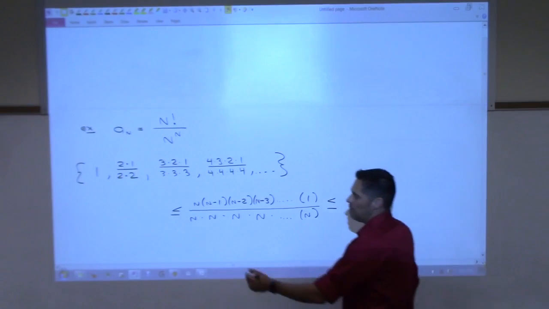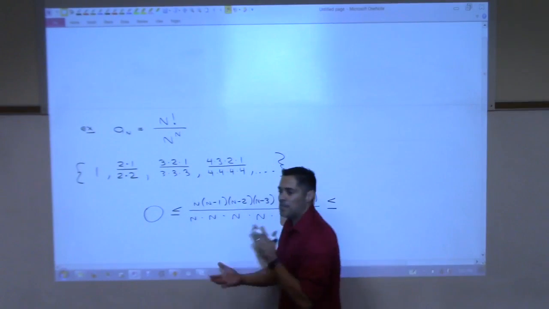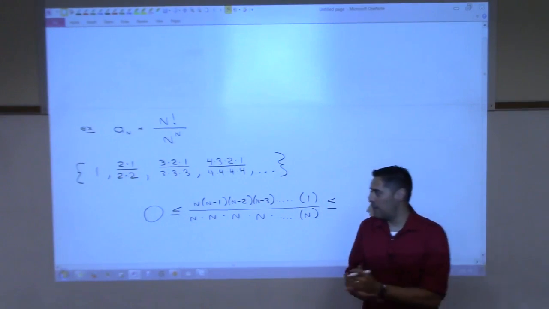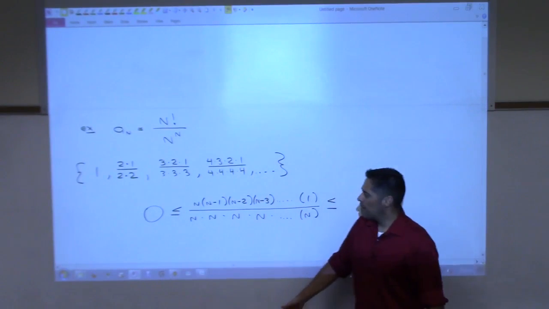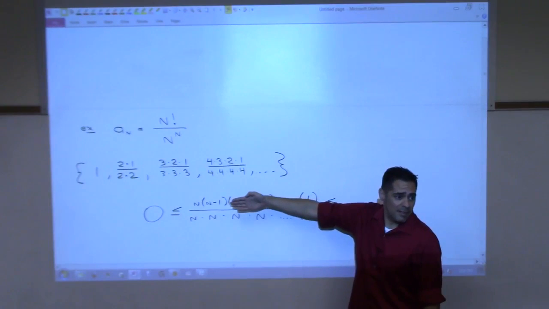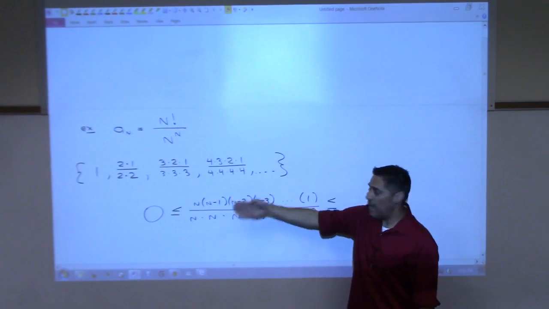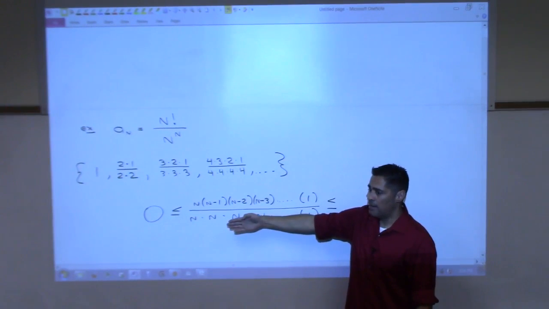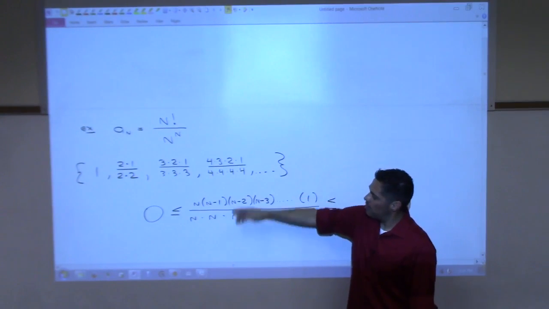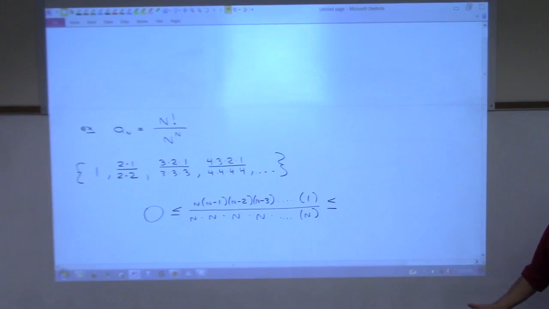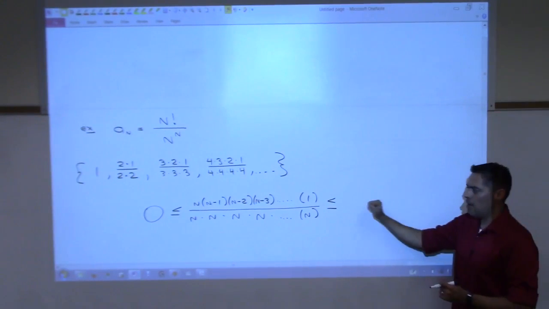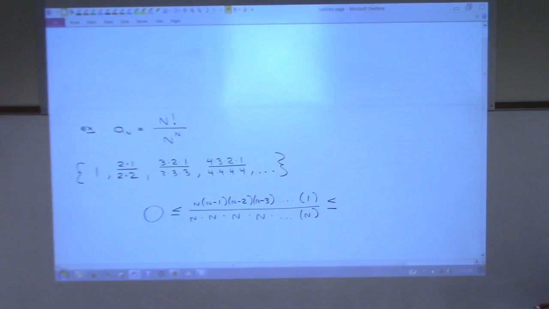Well, I've got an easy one here, 0. And I'm going to use 0 because I think it's going to 0, right? So I'd like this side to be 0. The reason I'm putting 0 here is because n factorial is a positive number, and n to the n is a positive number, right? So 2 positive numbers are always going to be bigger than or equal to 0. So that is a natural candidate. The other side, though, is going to be harder. I need to actually think about this a little bit.